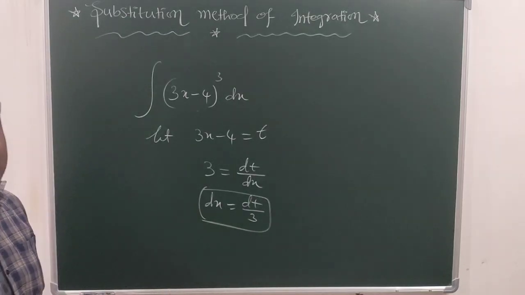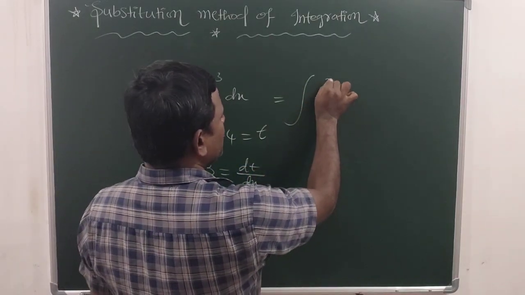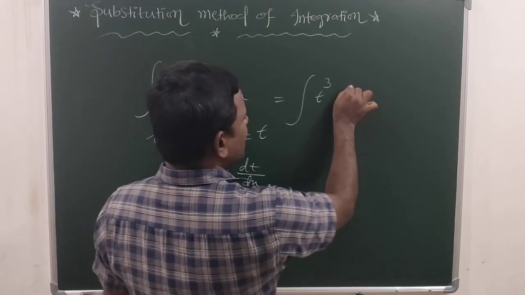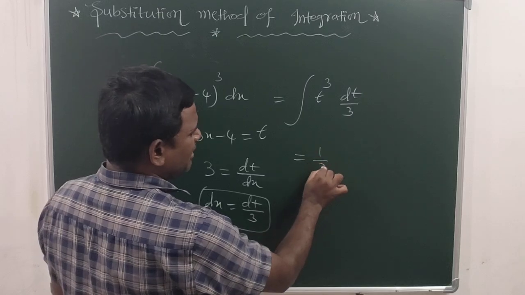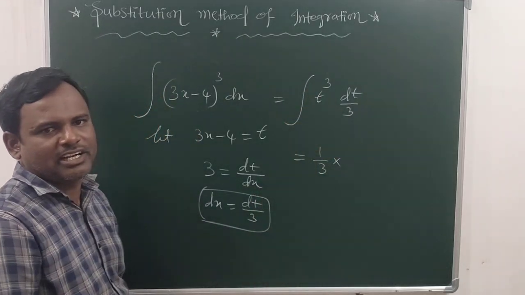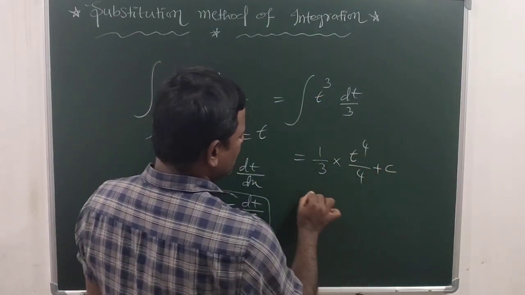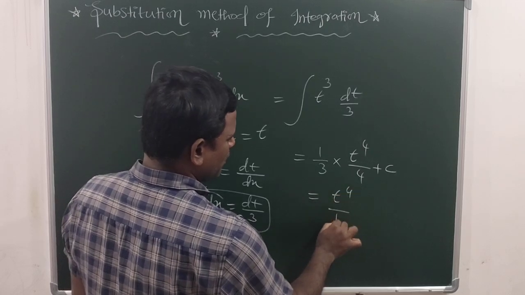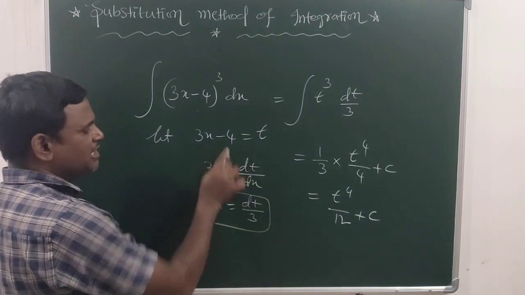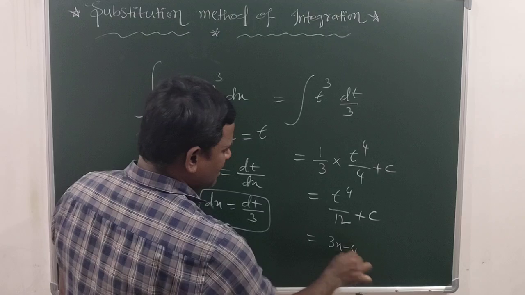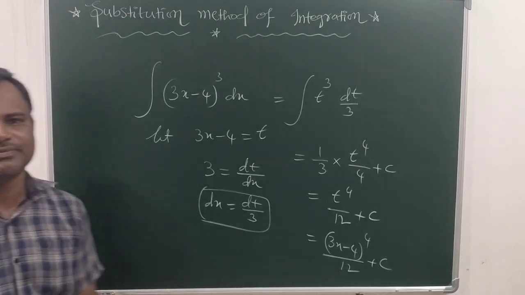Having prepared dx, go back, and in the place of 3x minus 4 write t. Now it is t cube, and dx is dt by 3. Now write 1 by 3 outside and evaluate the integral. Apply the standard formula so that you get t power 4 by 4 plus c. So the denominator becomes 12 plus c. At the end of the solution, in the place of t, write its value, so that you get (3x minus 4) whole to the power of 4 by 12 plus c. This is your required result.